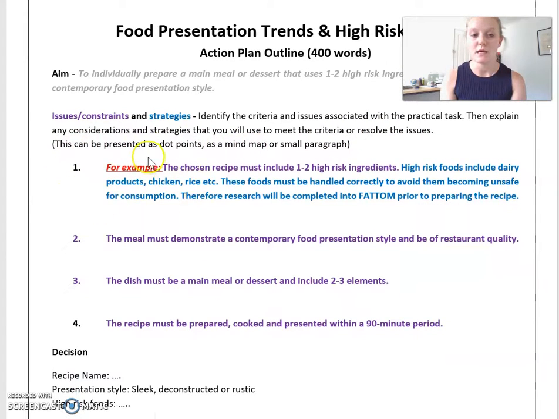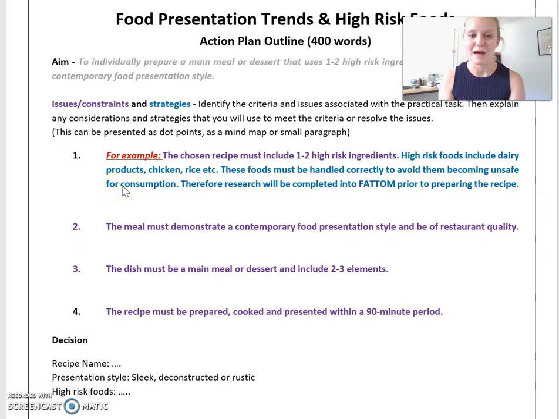So an example here. The chosen recipe must include 1 to 2 high-risk ingredients, and we will look at high-risk ingredients as a class together. However, it's like meat, fish, dairy, eggs. They are a general high-risk food, as well as things like rice and pasta, okay? Looking at if they're not stored correctly or heated up to a certain temperature, bacteria growth and making you sick, okay? But we'll do some more learning around that.